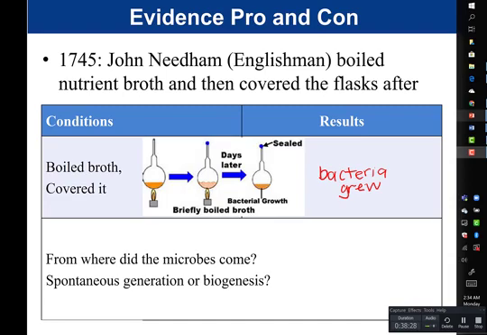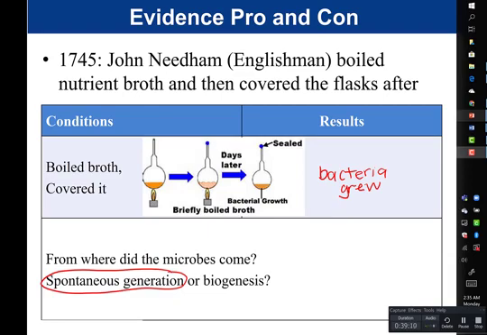So which theory do you think he suggested this shows? Did that show spontaneous generation or biogenesis? His conclusion based on this experiment was that it was spontaneous generation, that life could come from nothing, right? He boiled it. He thought, well, I killed off the bacteria and then I covered it and somehow the bacteria grew. So that must be that spontaneous generation can occur, that you can get growth from nothing.